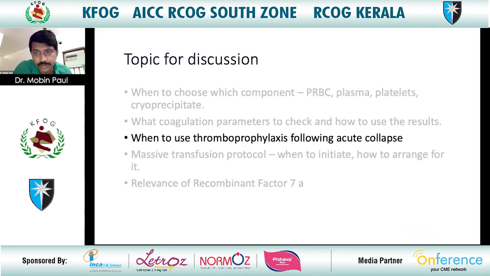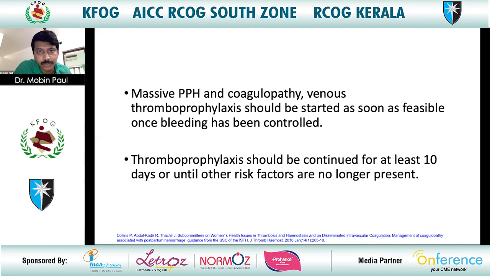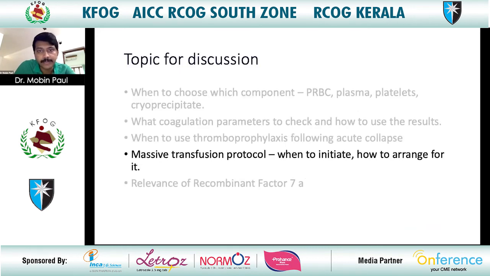When to use thromboprophylaxis following acute collapse: in massive PPH with coagulopathy, venous thromboprophylaxis should be started as soon as possible, or once your bleeding is controlled. Ideally, it should continue for 10 days, or until the risk factors are no longer present. Massive transfusion protocol, as Dr. Sachin told, you need to evolve for your systems. I will show one from NBA that I adopted. We have our own modification which we use in Rajagiri.